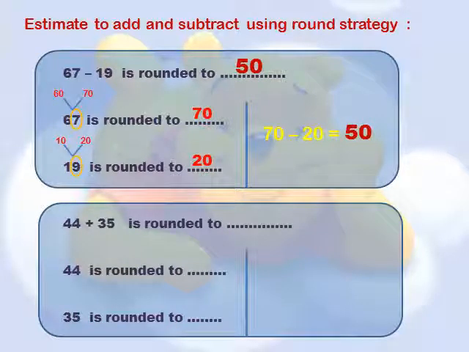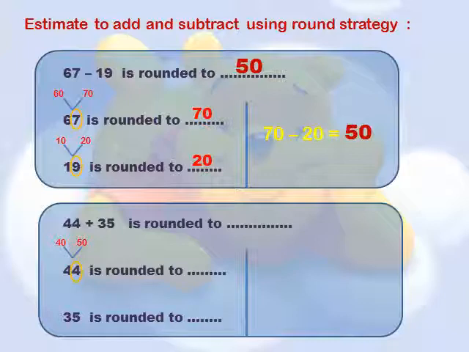Okay, let's solve another exercise. 44 plus 35 is rounded to what? The same as we did before, we take each number alone. 44 lies between 40 and 50. And the 4 in the ones place is what? Less than 5.